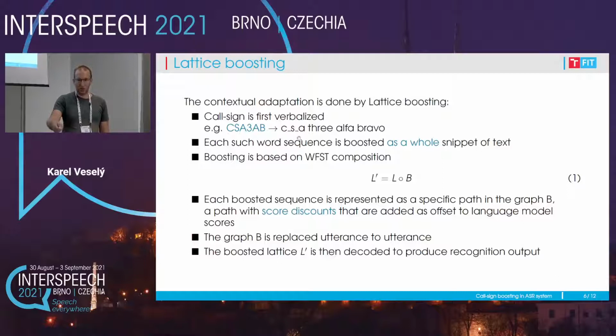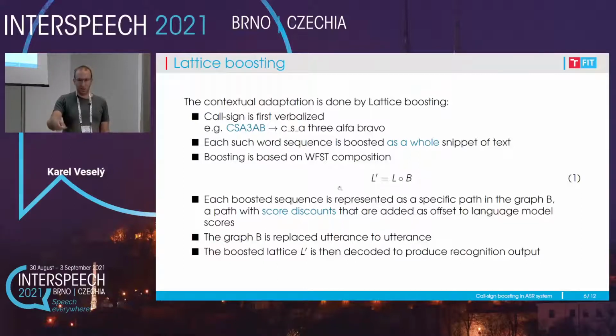The way the boosting works, we boost each such word sequence as a whole snippet of text. So if it occurs only partially, it gets no score discount, only if it's there as the whole thing. We do it by WFST composition. We have lattice L, we compose it with some boosting graph B, and we get an updated lattice with changes in the scores. In this boosting graph, each boosted word sequence is represented as a specific path, and the words on that path have some score discounts.